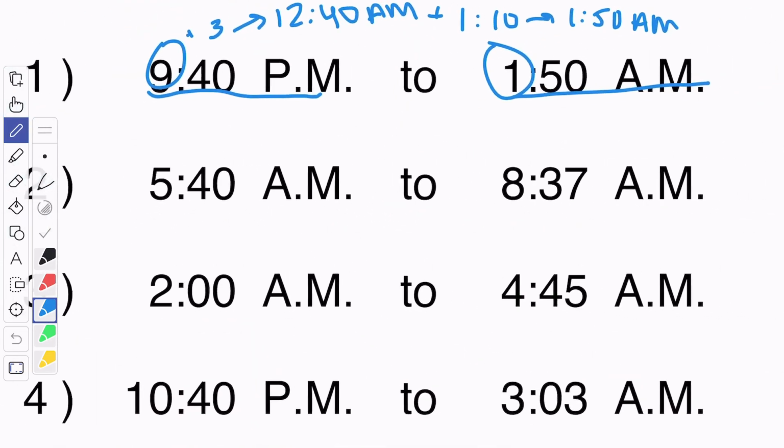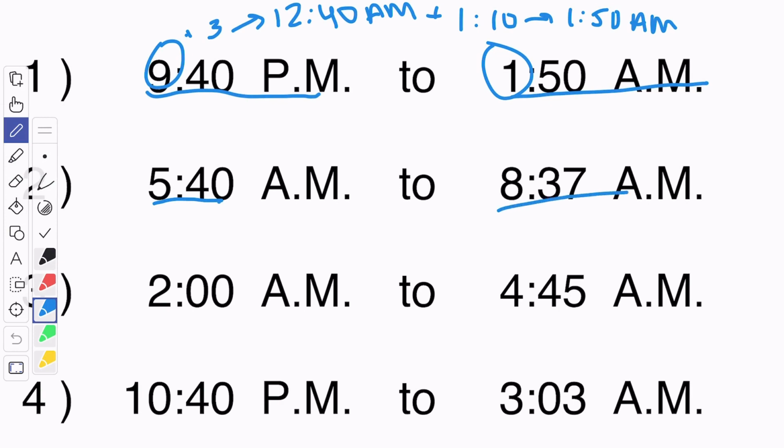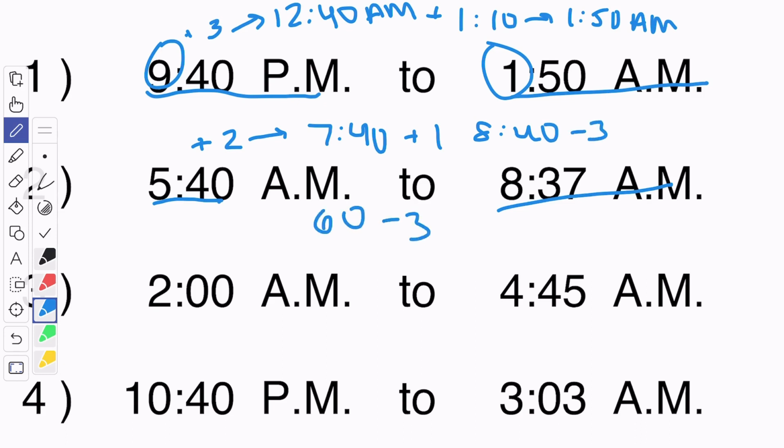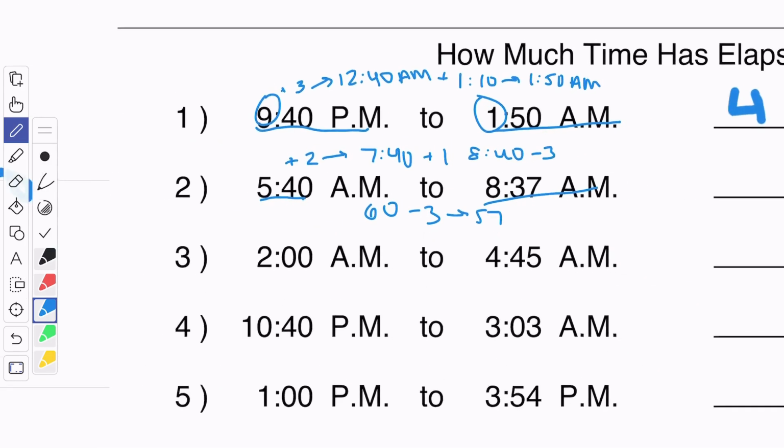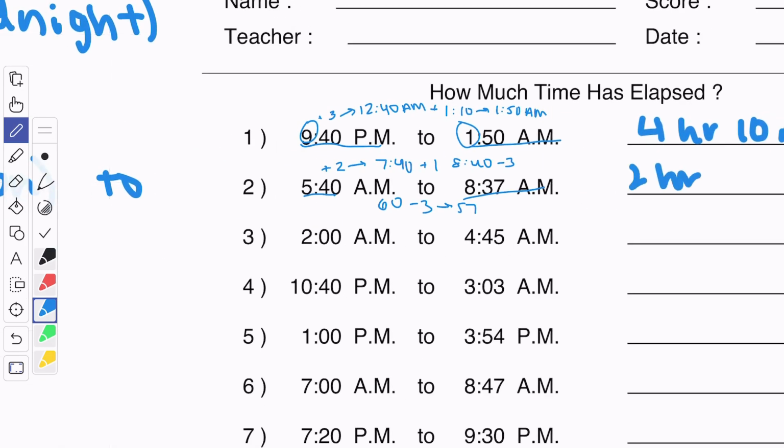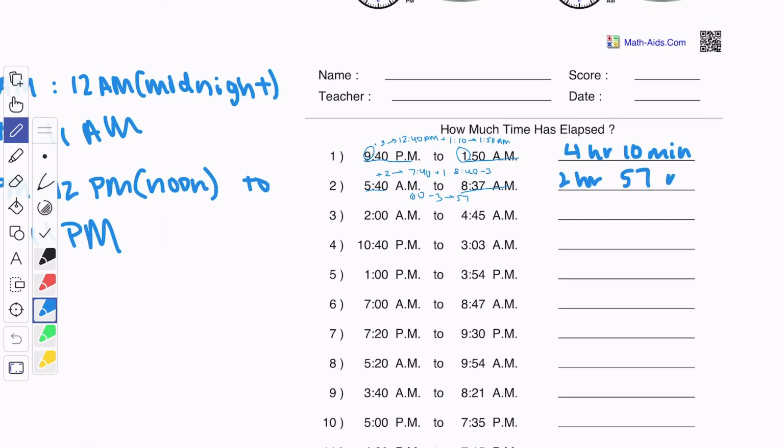So for this one, it's 5:40 a.m. to 8:37 a.m. So these are both a.m. times. So let's add 2 hours, and we have 7:40. Now, to get from 7:40 to 8:37, we can't add an hour because that would go over. But let's theoretically add an hour. So we get 8:40, but we have to minus that by 3. So 1 hour or 60 minutes minus 3 would give us 57. So 57 plus 2. So 2 hours and 57 minutes. Okay.